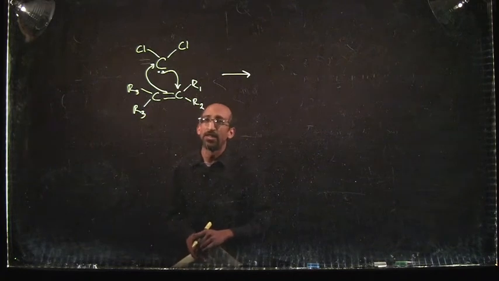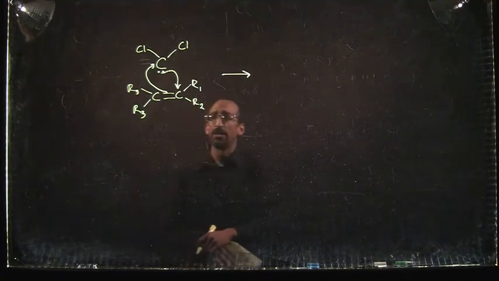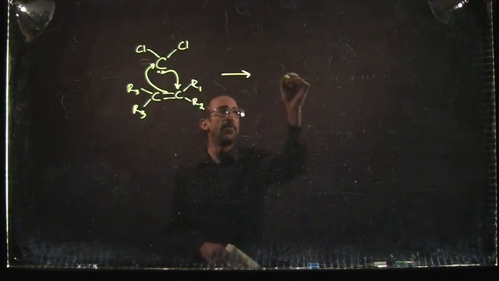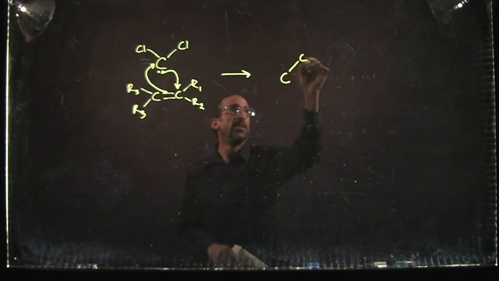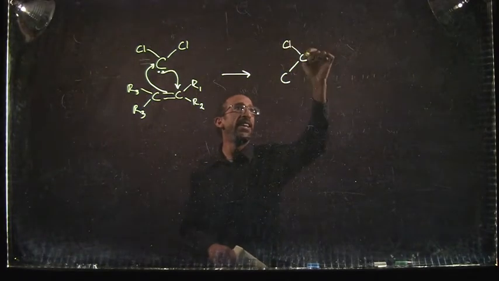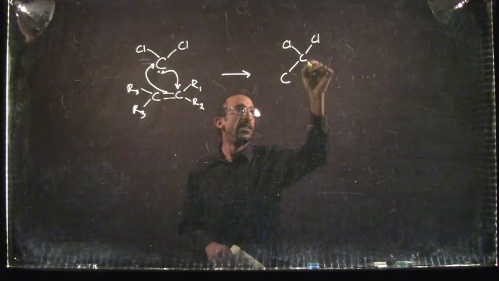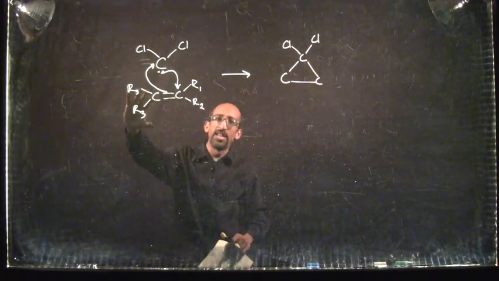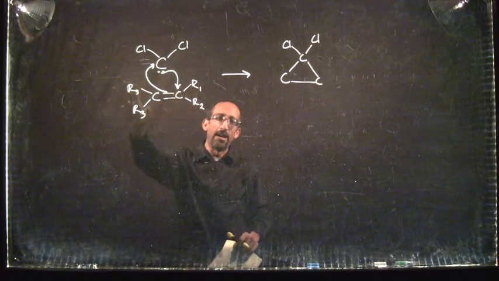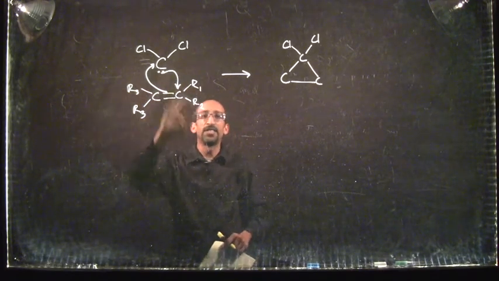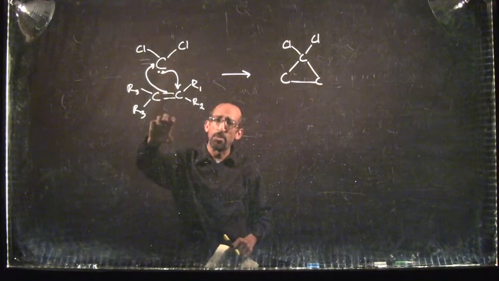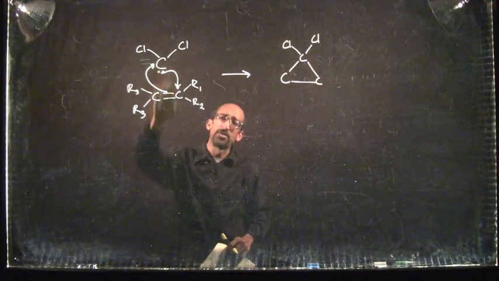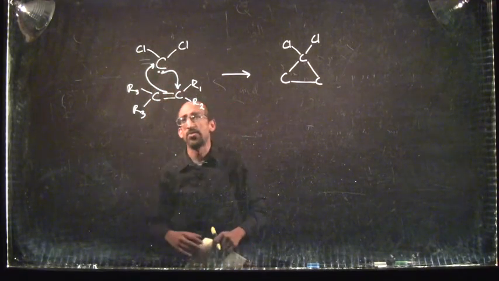Simultaneously, the carbene electrons go to the other alkene carbon, and we end up forming a dichlorocyclopropane. And now the reason I put in these numbers on our alkene substituents is because this is a single-step concerted process, and in single-step concerted processes, stereochemistry is preserved.